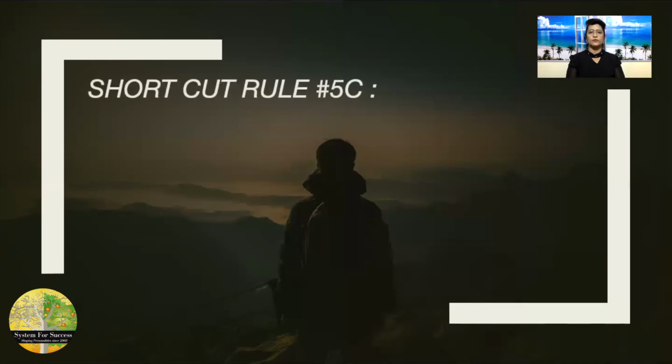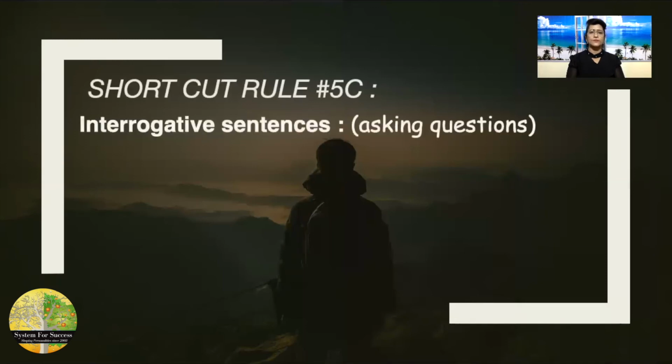The next part of rule number 5 is about interrogative sentences. What is an interrogative sentence? A sentence which asks a question or which is used to ask something. Most of the time, most of the people don't even know how to frame an interrogative sentence.